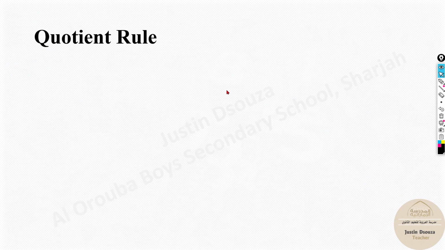Now that was about product rule. Please do solve more and more problems by yourselves. Please solve extra problems, practice thoroughly, and that is how you build on your problem solving skills. Now here, let's see the quotient rule. Quotient is division, right?